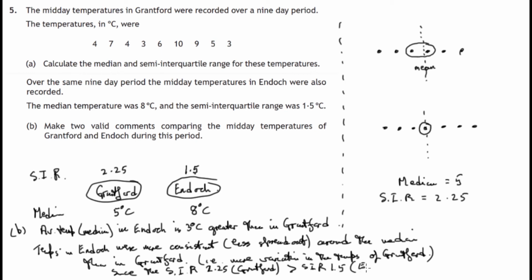So I think, having said all that, showing that you're comparing one with the other, one is greater than the other, showing that you know what they mean, less spread out if the semi-interquartile range is smaller, more spread out if the semi-interquartile range is larger. So I think that would cover us and allow you to gain that mark.